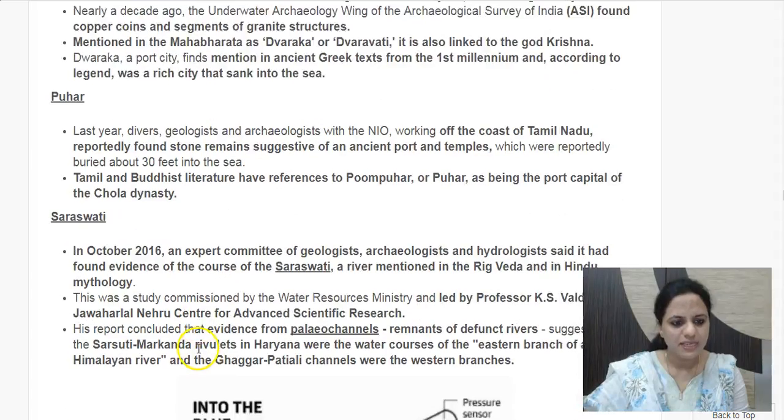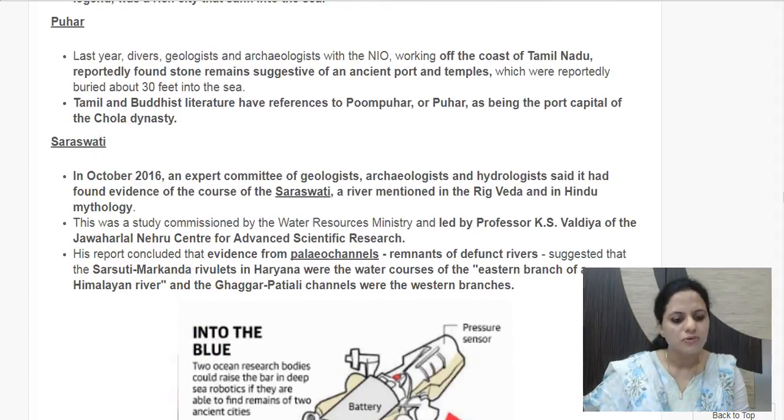And also the other city, Puhar. Puhar is off the coast of Tamil Nadu, and this is also mentioned in Tamil and Buddhist texts. It is said to be the port capital of the Chola dynasty also. Here also stone remains have been found, which show that there was an ancient port and temples in this region. It was the National Institute of Oceanography which had found such stones. So further research would be undertaken here.